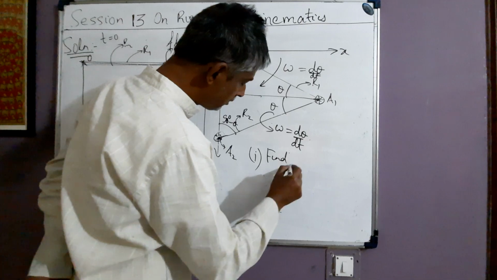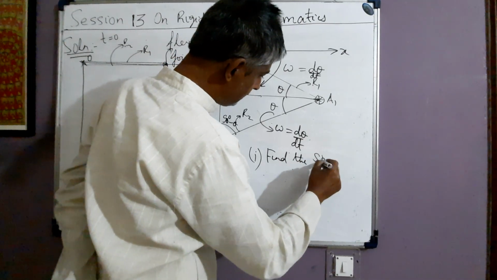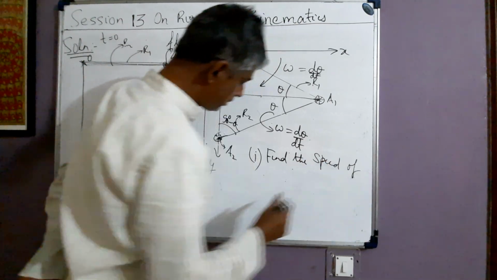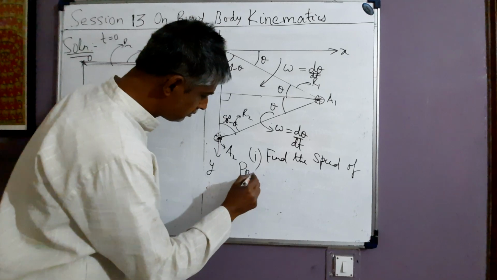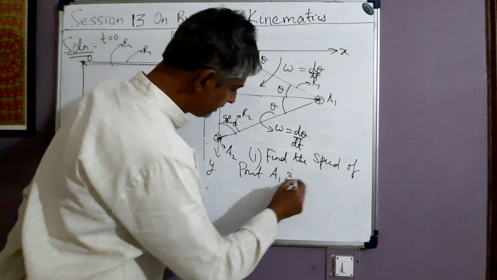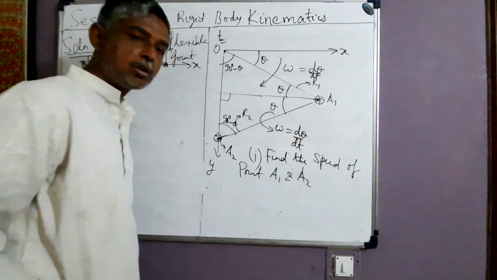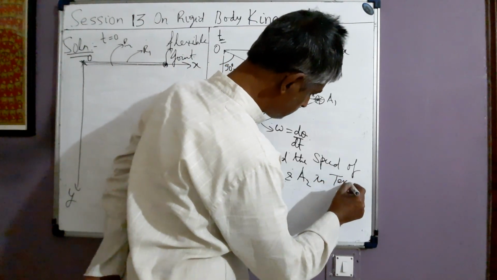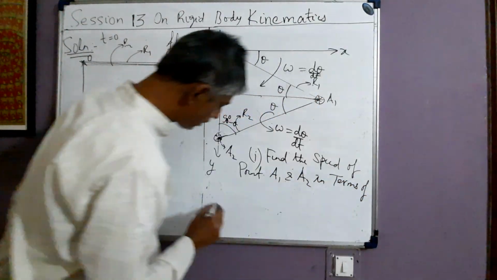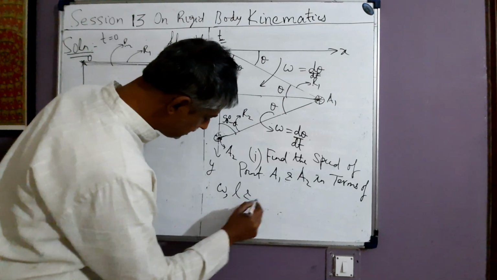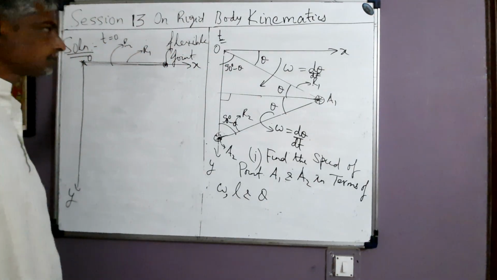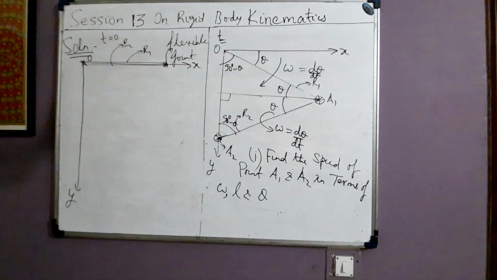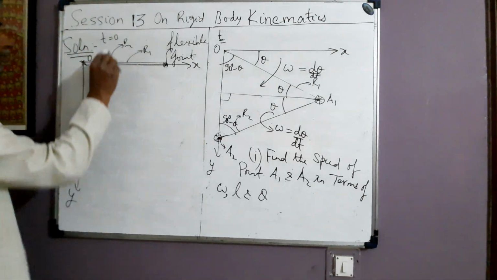Find the speed of point A1 and A2 in terms of omega, L and theta. Okay.